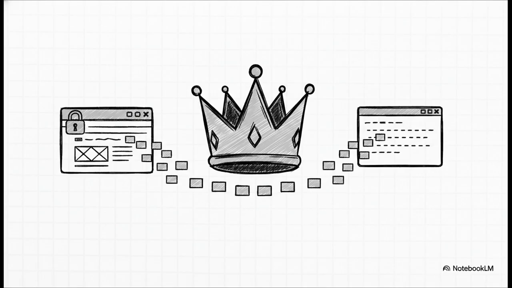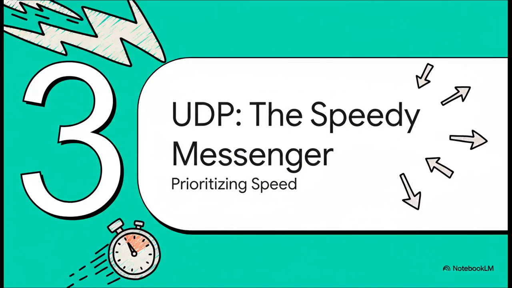For things like that, reliability is absolutely king. All right, so that's TCP, the reliable courier. Now let's meet our second messenger, UDP, who has a completely different philosophy when it comes to delivering information.